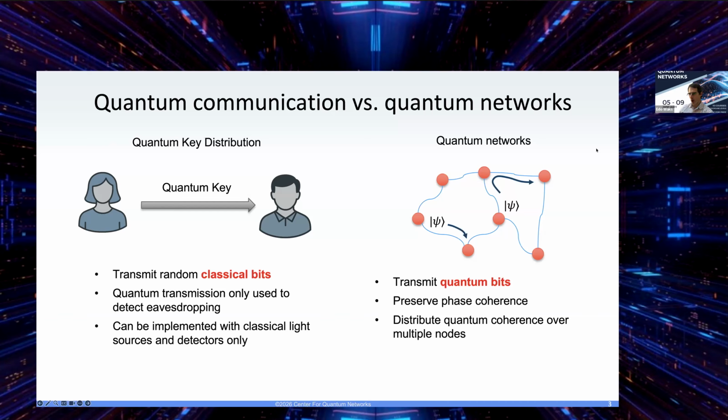So a quantum network can, of course, be used for quantum key distribution, but not all quantum communication systems can actually implement what a real quantum network does, which is transmitting qubits over long distances.